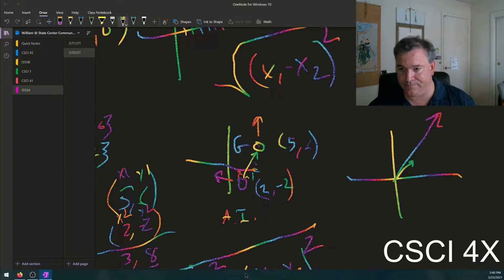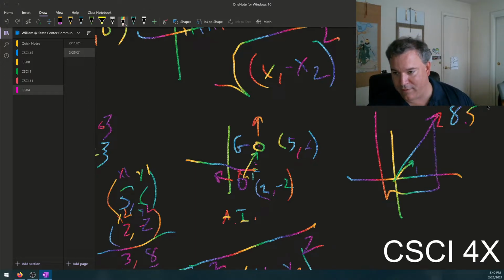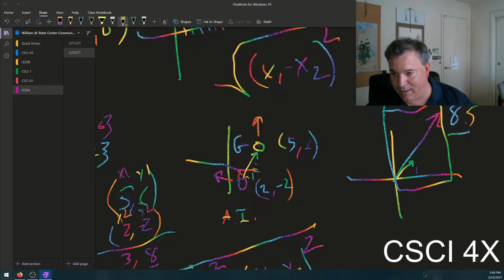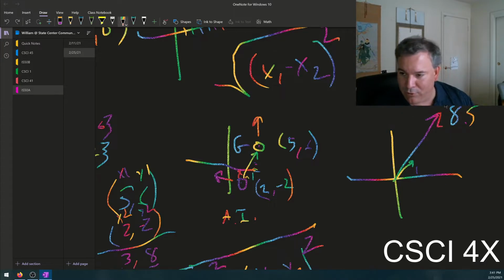Okay. So if we have this one as 3, 8 or whatever, then the length is the square root of 9 plus 64, which we figured out to be about 8.5. So this has a length of 8.5. This one has a length of 1. If you want to normalize the vector, you take this vector here and divide it by its length, 8.5. So how do you do that? How do we do multiplication with a vector?